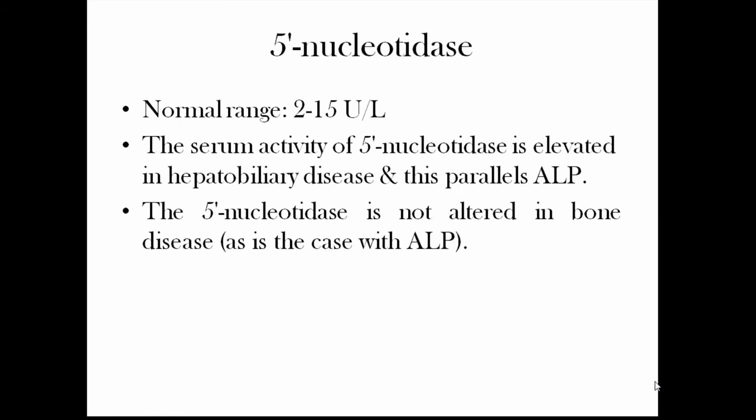5' nucleotidase: the serum activity is elevated only when there is an obstruction. So it is supposed to be an enzyme to help you select between the sources of ALP. So if we did a liver serum enzyme assay and found only an elevated alkaline phosphatase, for us to tell whether the alkaline phosphatase is coming from the liver or not, it is the 5' nucleotidase which will help. An elevation in ALP and elevation of 5' nucleotidase suggests that the liver is the main source of alkaline phosphatase.